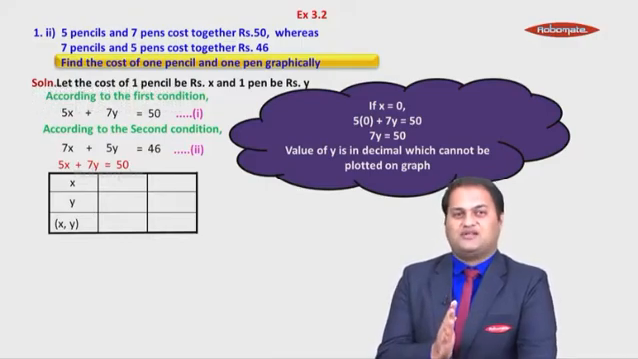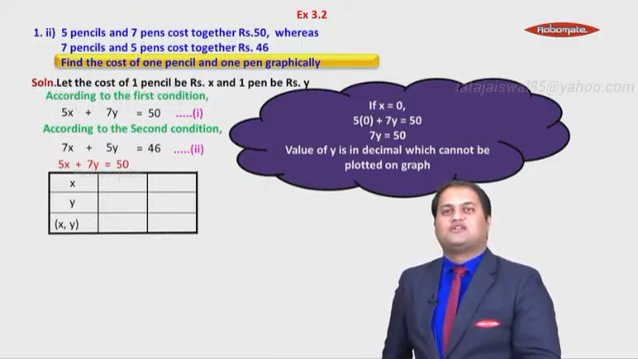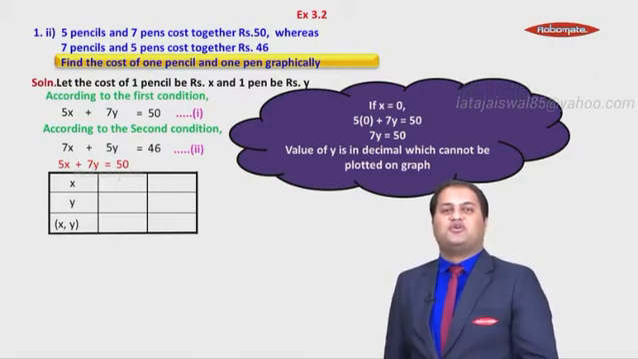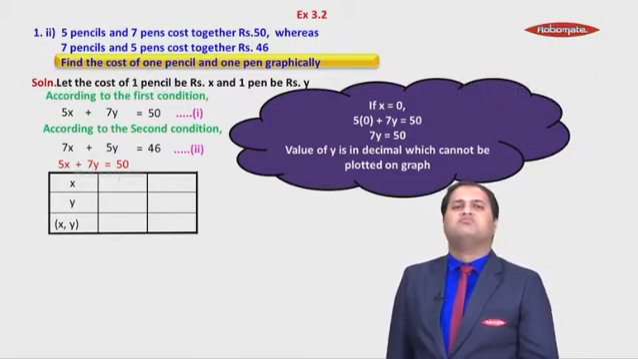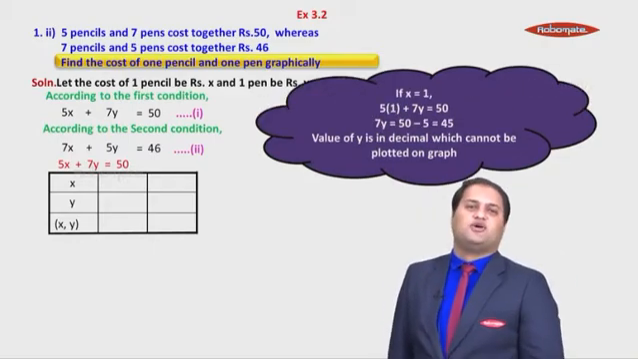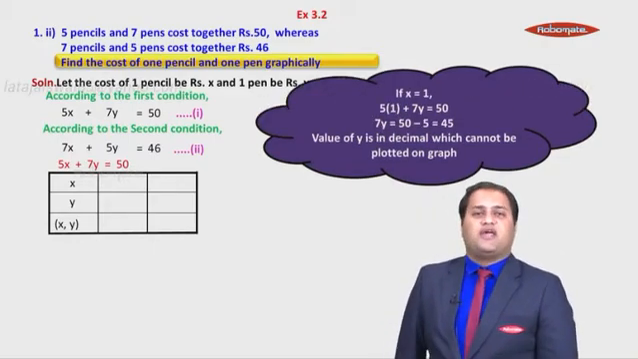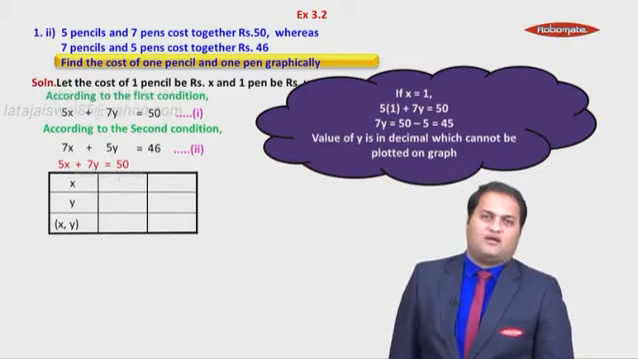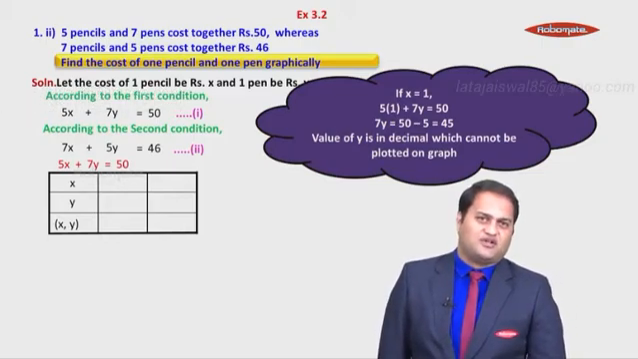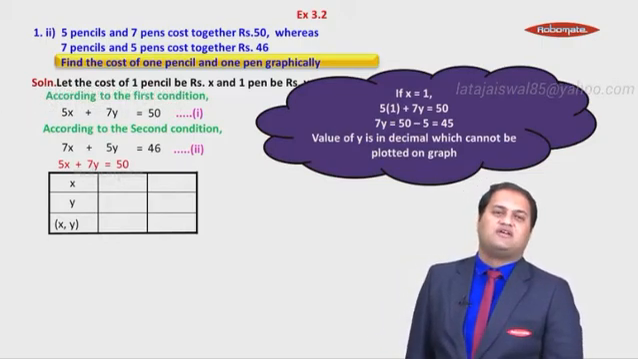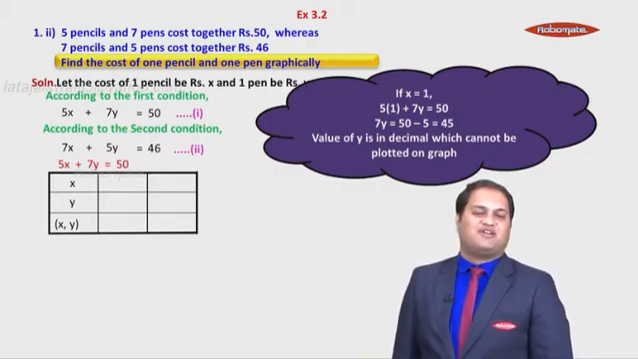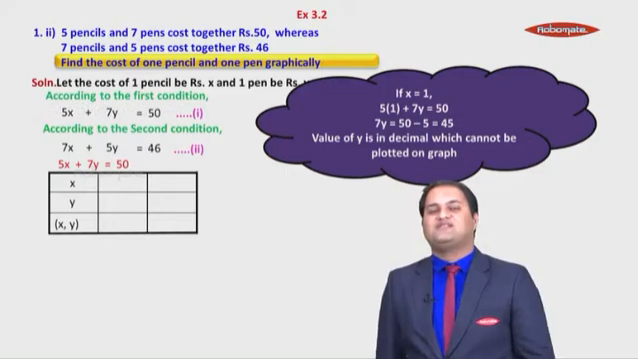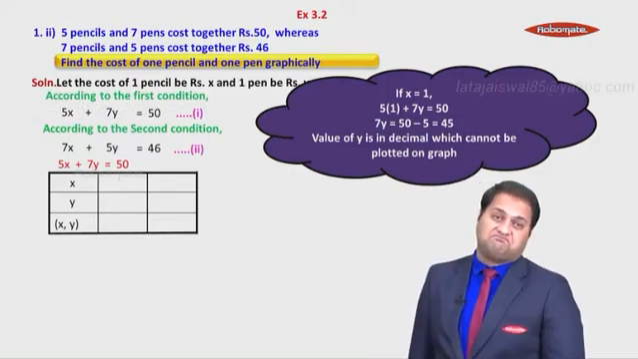So we may think that first we should take x is equal to 0, but in this particular sum, if you take x is equal to 0, you get y in decimals. You can't plot it on the graph paper. So what to do? Let's see if we can take x is equal to 1. If you take x is equal to 1, you can see the calculations on the screen. You get 7y is equal to 45. Again 45 is not divisible by 7. Again y is in decimal.